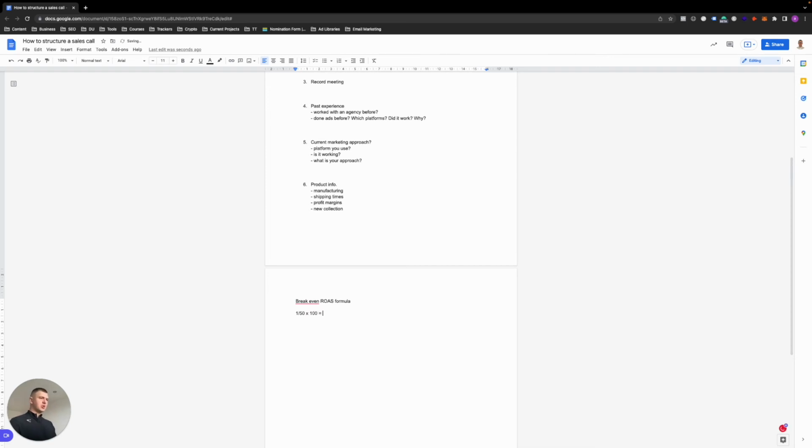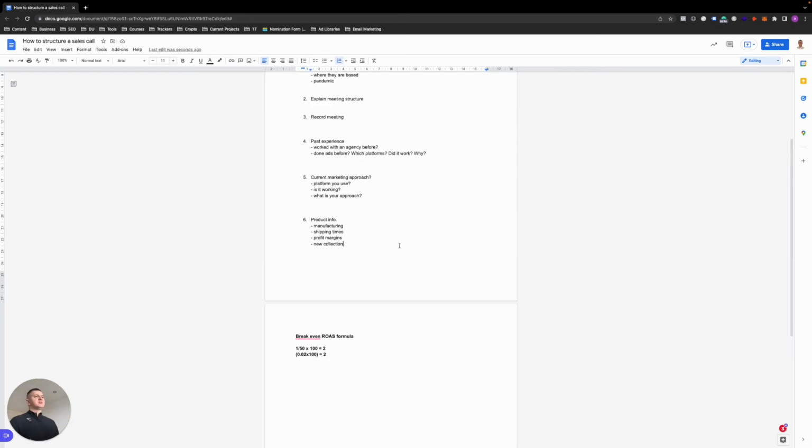And this is going to equal, I think it's going to be 2. So 1 divided by 50 is going to come to 0.02, and then when you multiply it by 100, that's going to come to exactly 2. Okay, yeah, so anything below 2 ROAS, they're losing money. And if you're generating them 2 ROAS, they're breaking even. So anything above 2, it's good.